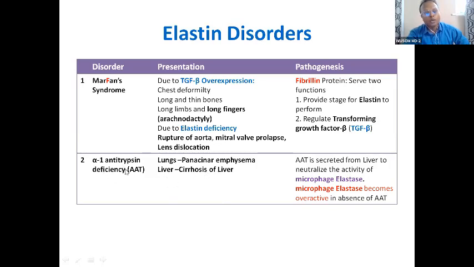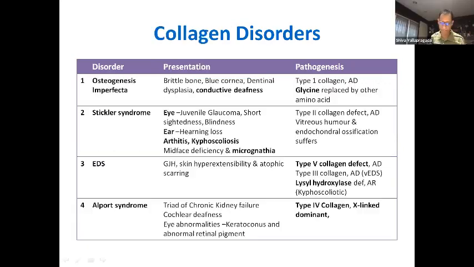Because this defective protein gets accumulated in liver, and that is why it will also damage liver. So alpha-1 antitrypsin: lungs have a problem, liver has a problem. This is a very important feature. Okay, did you get me? Yes, sir. So 2 are the elastin disorders and 4 are collagen disorders.